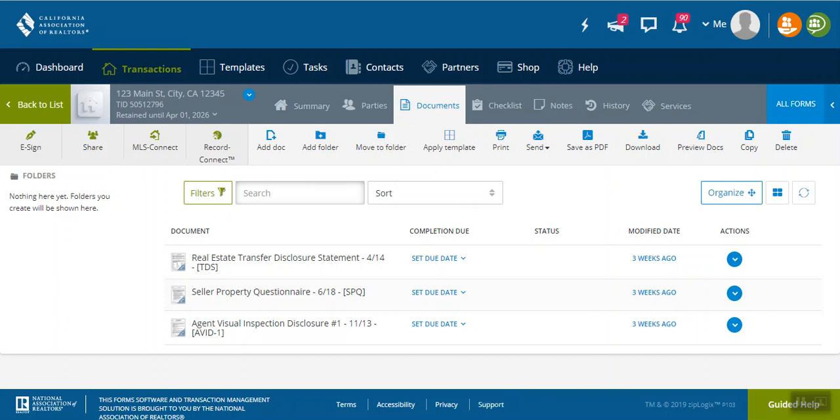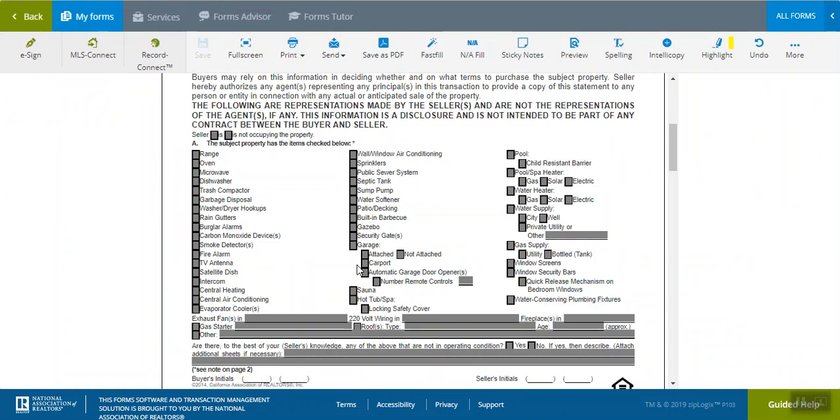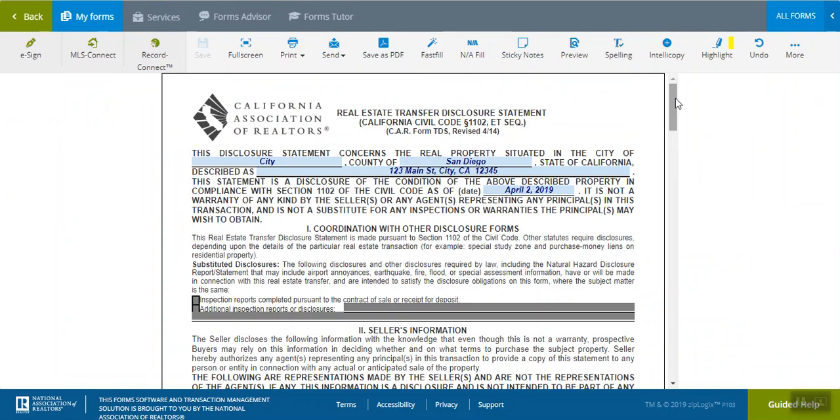Let's begin with the TDS, which is the first and most important disclosure because it is a statutory requirement. It is a 3-page form. On the top of the TDS, you will need to fill in the property address and the date the form is being completed.